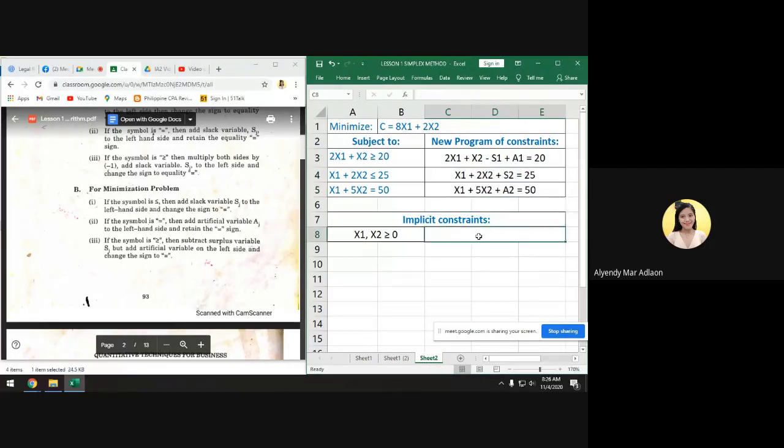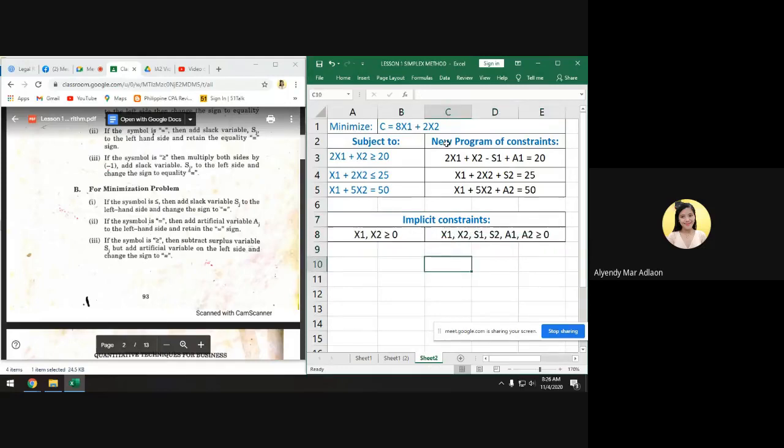Now, of course, for the implicit constraints, madungagan po ni siya because aside from the x sub 1 and x sub 2, nanapod tayo additional slack and artificial variable. So we have S sub 1, S sub 2, A sub 1, and A sub 2. Okay, so igo lang nato gidungagan ang variables because under the new program of constraints, nadungagan man po ang ato ang variables.